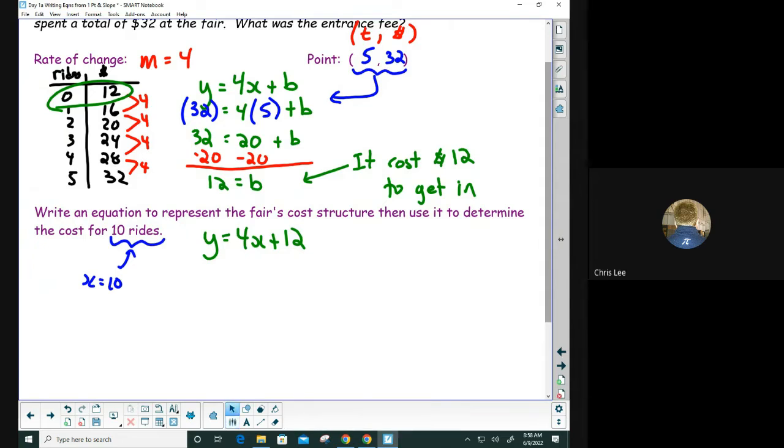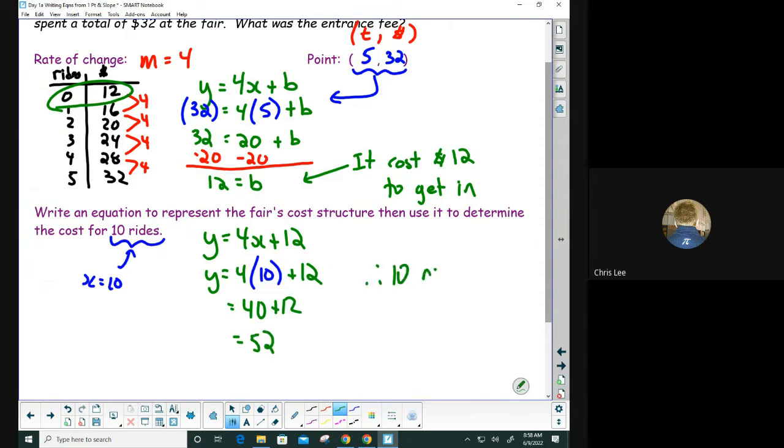So we've got my equation. I'm going to go Y equals 4 times 10 plus your $12 to get in. Now the math, we've done these a number of times. 4 times 10 is 40 plus $12 to get in, total of $52. 10 rides cost $52.